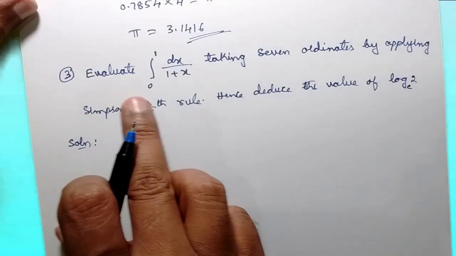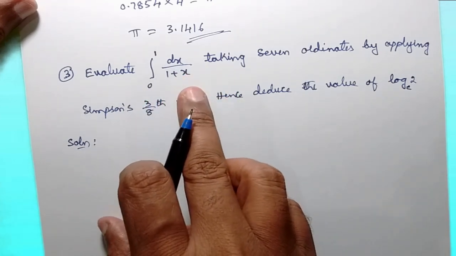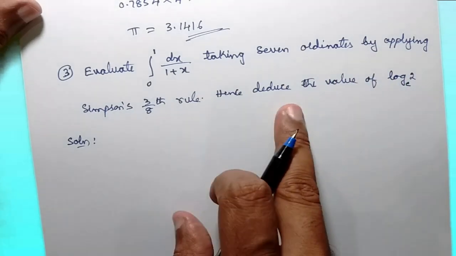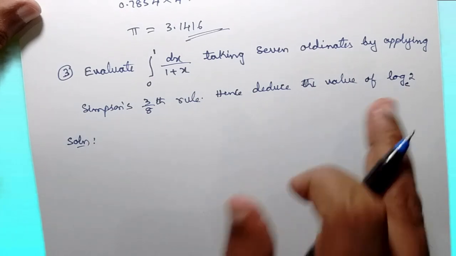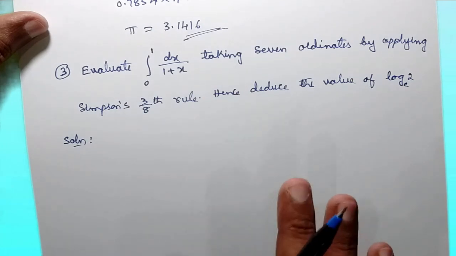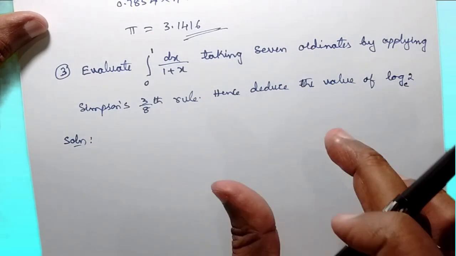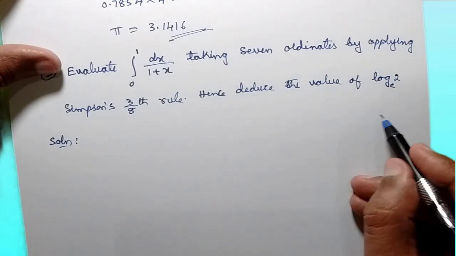The next question is: evaluate the integral from 0 to 1 of dx by 1 plus x, taking 7 ordinates, by applying Simpson's 3/8 rule. Hence deduce the value of log 2 to the base e. So here he is asking for 7 ordinates. That means 7 values of x. If 7 values of x are there, how many equal intervals will we get? We will get 6 equal intervals.